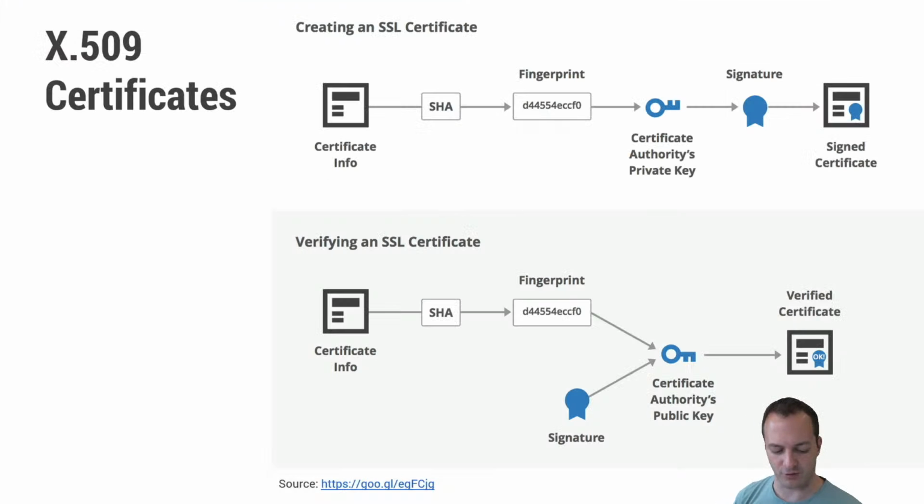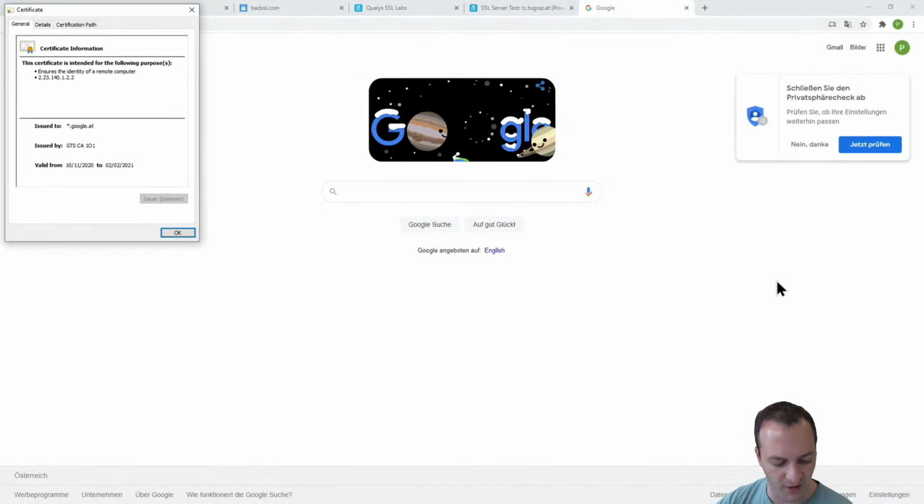On the other side, your browser will receive the certificate when you go to google.com or Google AT. It will see the fingerprint that was signed by a certificate authority, take it and check whether the signer is actually the certificate authority using the public key. And if it sees, yes, this is indeed the certificate authority that has signed the certificate, then it will say, hey, the certificate is trusted. So where does the browser actually learn that it should trust the certificate? Why does a browser trust, for example, GTS CA 1O1? That's something we'll also talk about today, later on.